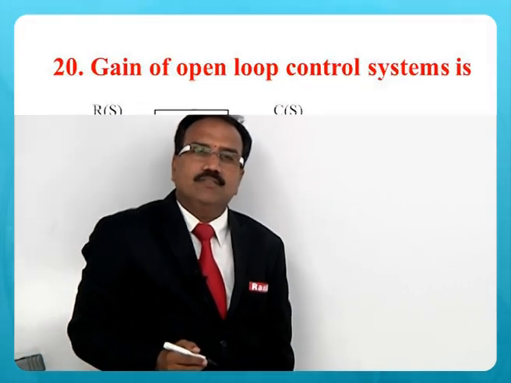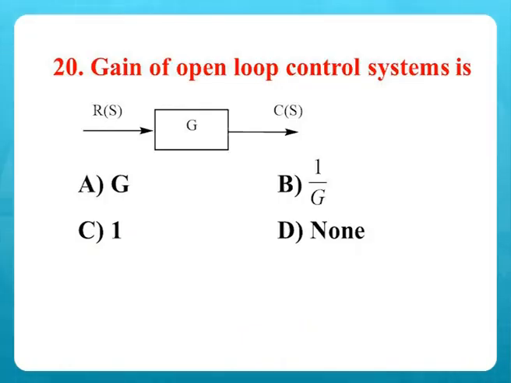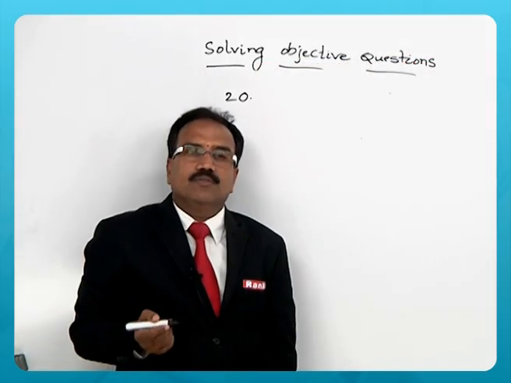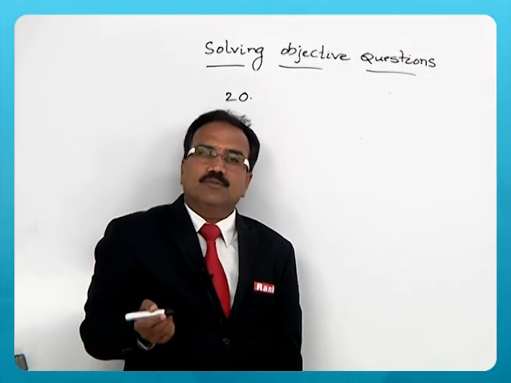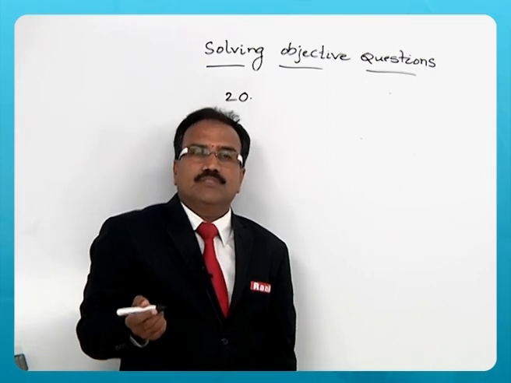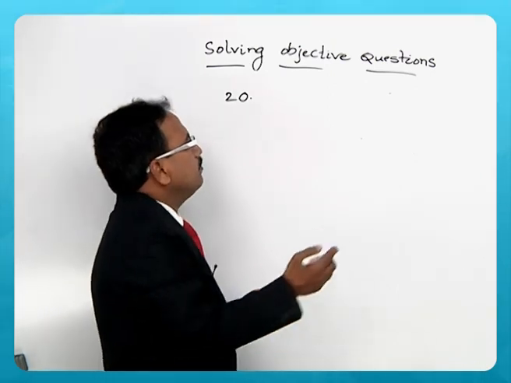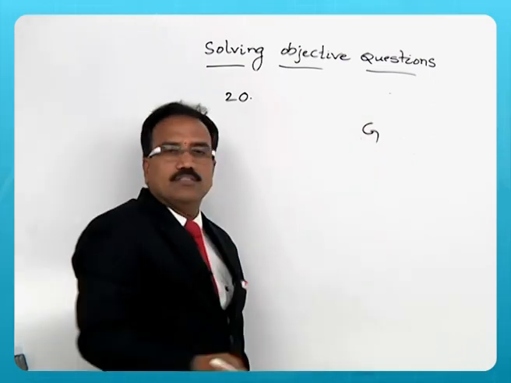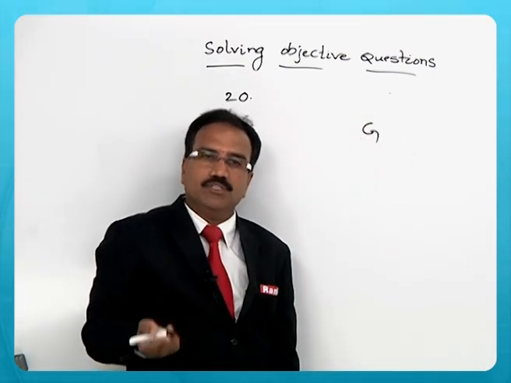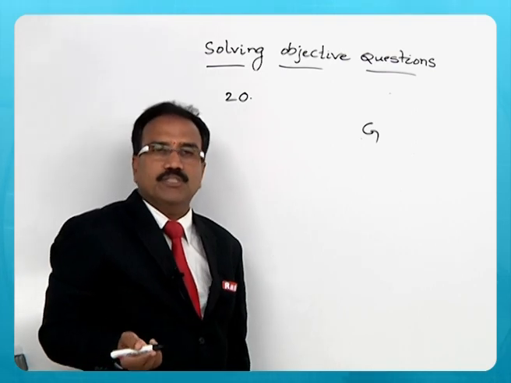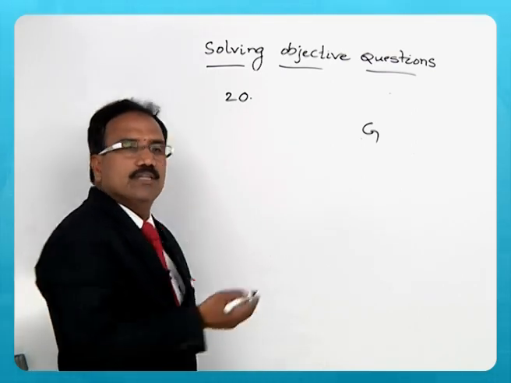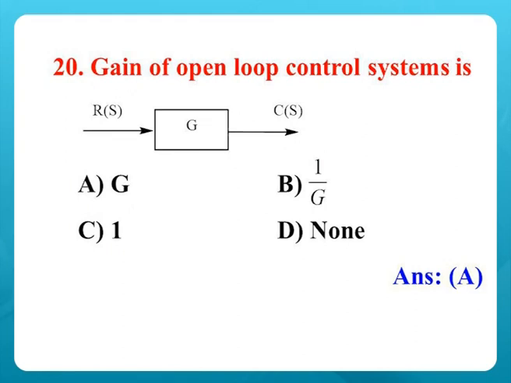Question number 20, the gain of open loop system is, as I indicated in the previous question, there is no feedback. So the gain of such open loop control system is simply G. This is nothing but forward path transfer function or open loop transfer function because no H involved here. So the answer is G, and option A is the right answer for the gain of open loop control system.